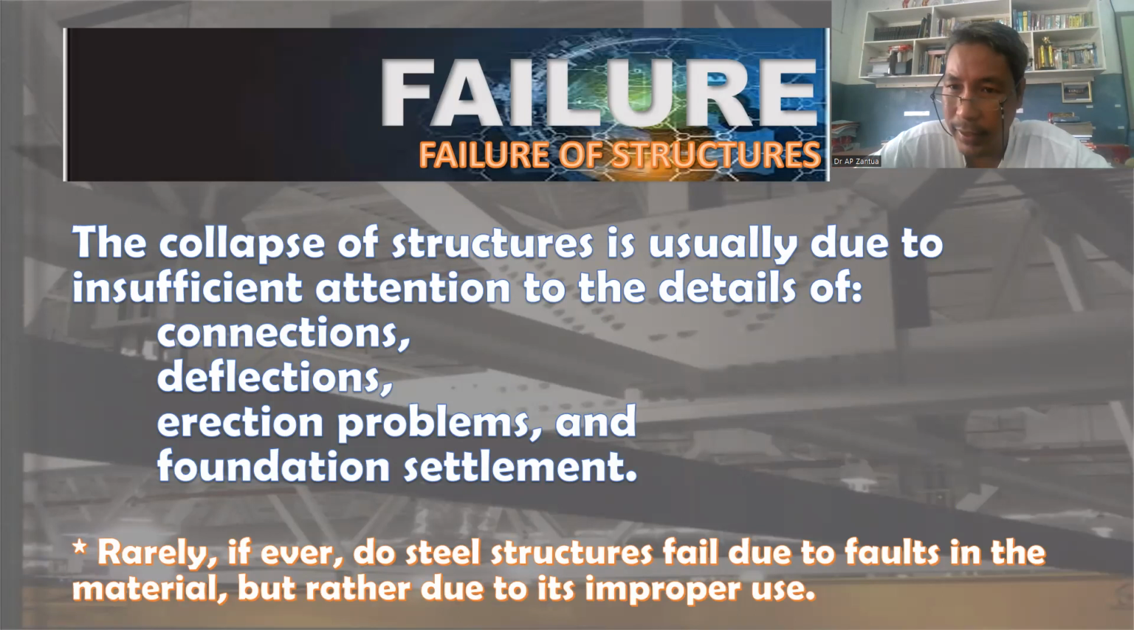Material will not fail us because, of course, the bonding of iron to iron is 4,000 KSI. So substantial capacity to handle loads. Okay, but rather the failure is due to improper use. Our improper use, for example, during the construction, connecting the members to each other. So forgetting about deflection and connection, foundation settlement. So those are improper use.